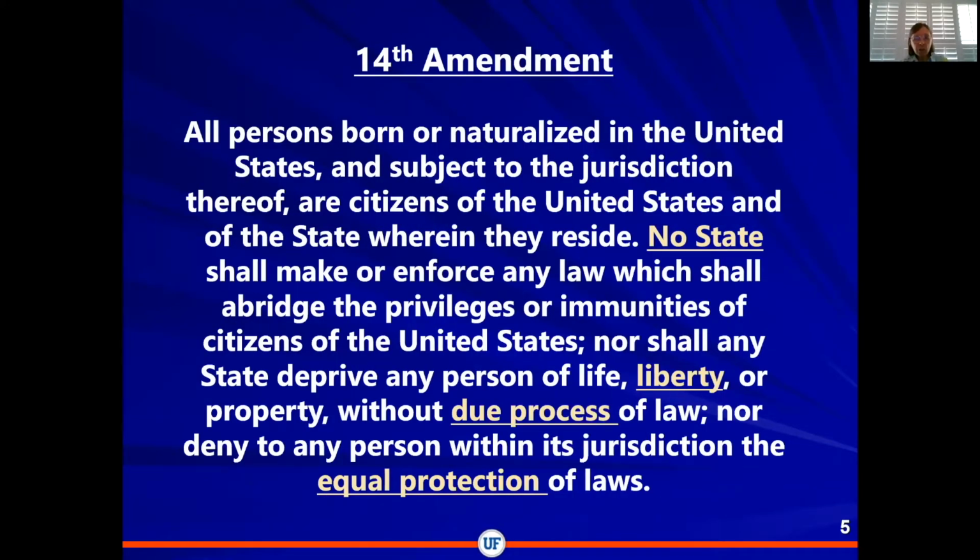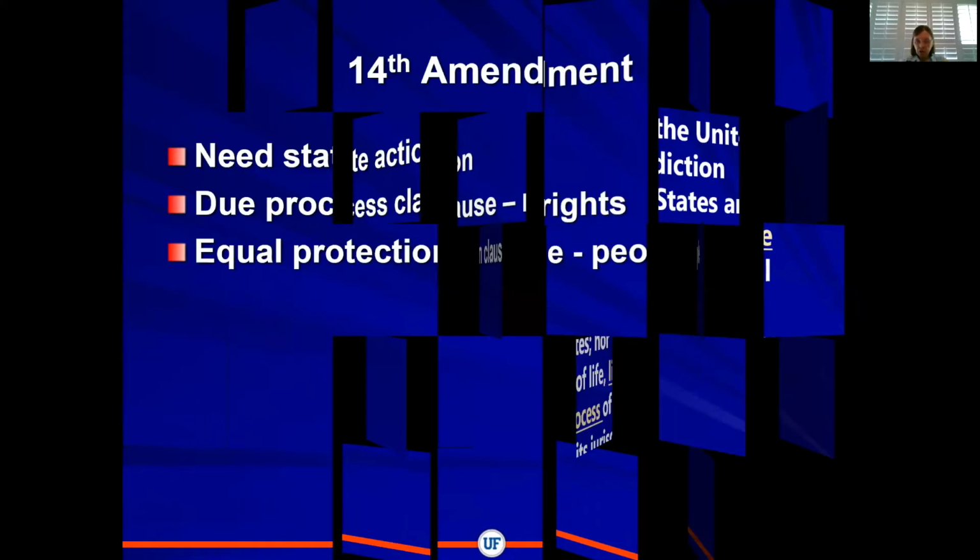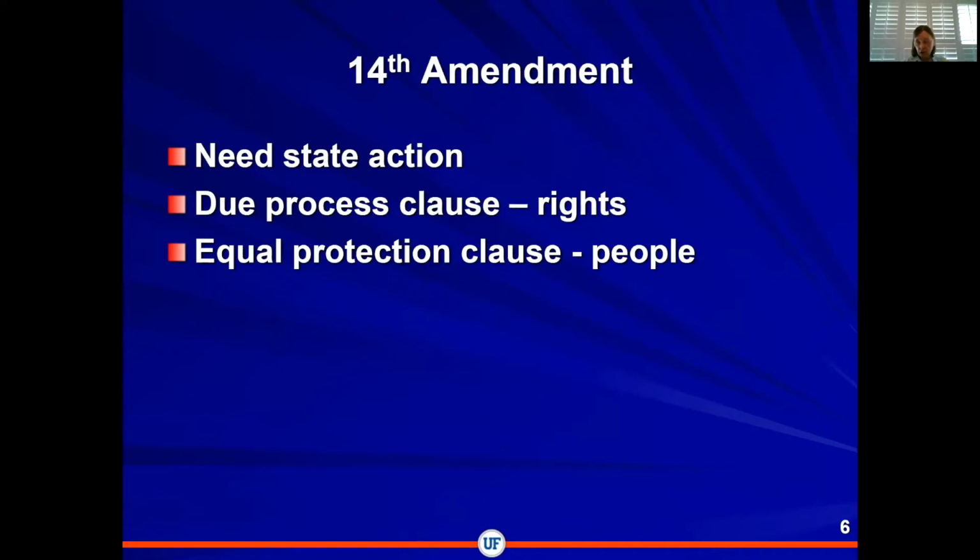So the individual's relationship with the state begins with the 14th Amendment. And I've put section 1 up there in case you're not familiar with it, or to remind you what it says. The parts we're going to be focusing on are in yellow and underlined. So no state shall deprive any person of life, liberty, or property without due process of law, nor deny to any person within its jurisdiction the equal protection of the laws. So we're going to be focusing on three things: state action, and then the due process clause, which is about rights, and then the equal protection clause, which is about people.